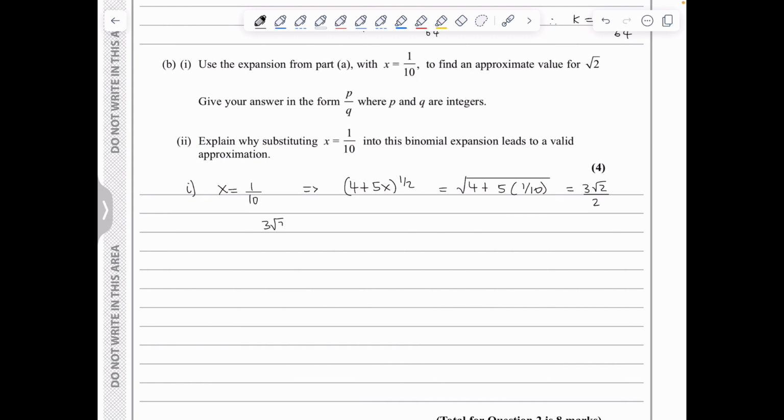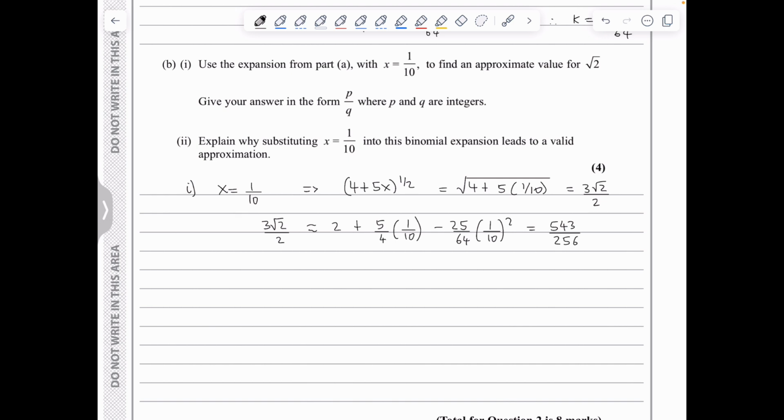So 3 root 2 over 2 is approximately 2 plus 5 over 4 times 1 over 10. So we're substituting x with the value of 1 over 10, minus 25 over 64 times 1 over 10 squared. We plug everything into the calculator, we get 543 over 256. This is an estimate for 3 root 2 over 2.